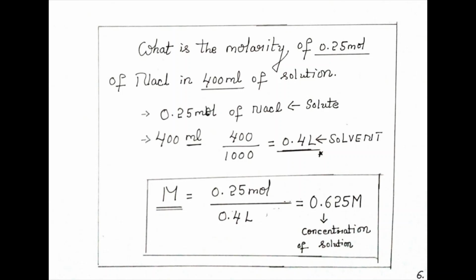So before solving molarity problems, please check the units. Because the molarity formula is moles per liter, so convert the values into moles and liter. Here 0.25 moles, so not a problem, but 400 ml is given, so convert ml into liter. Okay, now we can calculate the molarity. So what is molarity? Moles per liter. 0.25 moles per 0.4 liter is equal to 0.625 molar. So this is the concentration of solution.